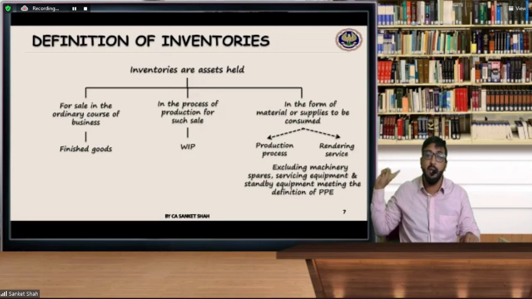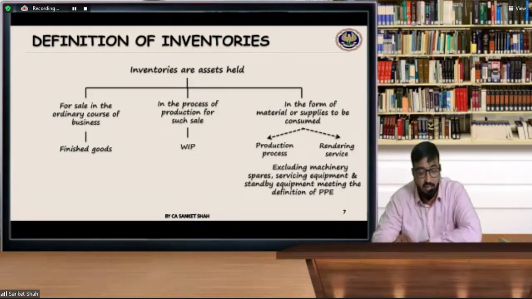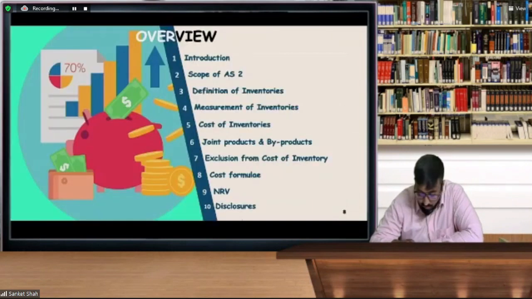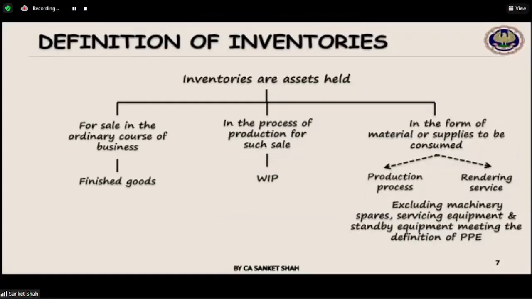Suppose the machinery spares or servicing equipment are needed, in that case, beta, they are covered under accounting for fixed assets, that is property, plant and equipment. Okay, chalo. Take a screenshot of the definition, you can write it later. So, finished goods.